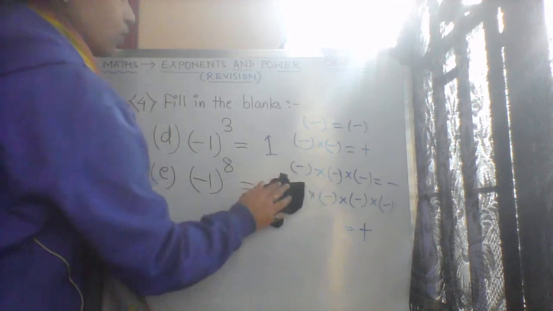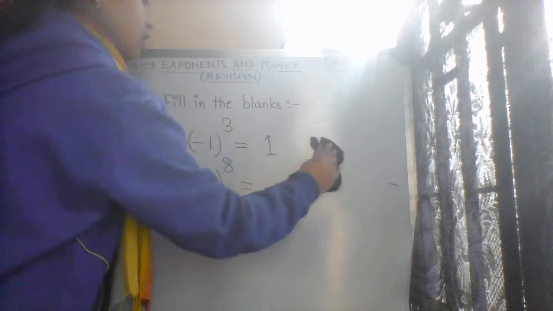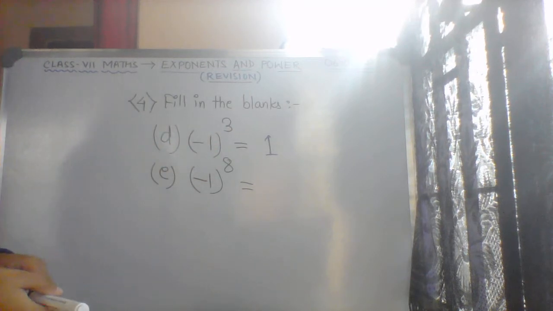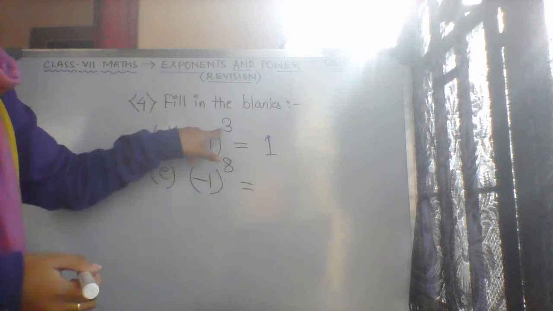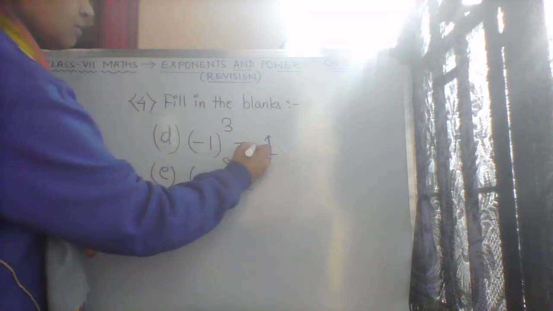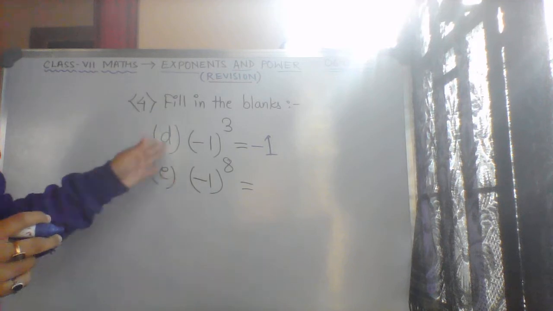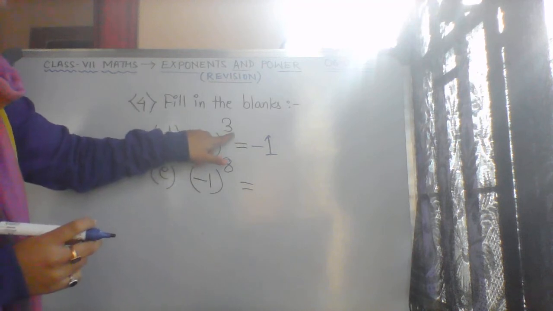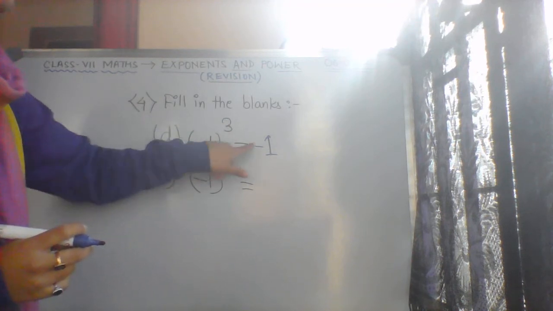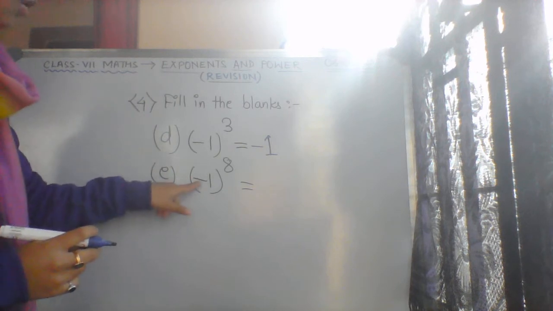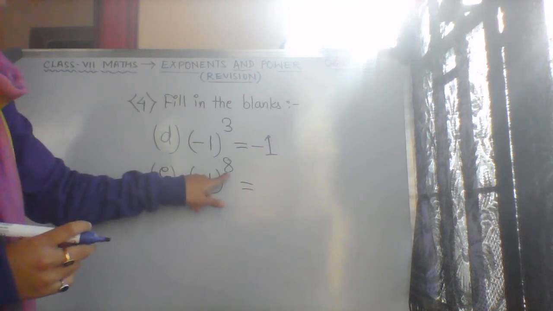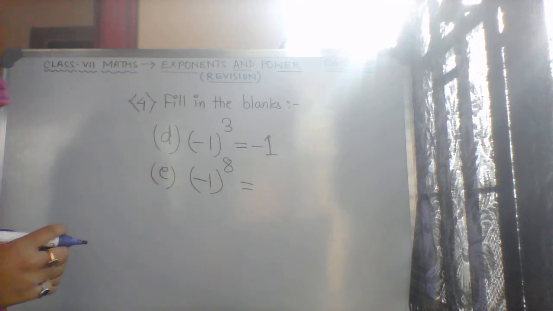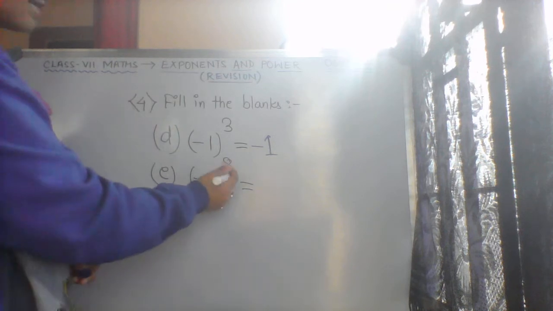So here what will be our sign? Here minus 1 to the power 3 is there. Minus 1 is getting multiplied an odd number of times, so minus will remain, because minus minus is plus, plus into minus is minus. Since the power is odd over here, the minus sign will be retained. Now minus 1 is getting multiplied 8 times: minus 1 to the power 8. So here it is an even number.